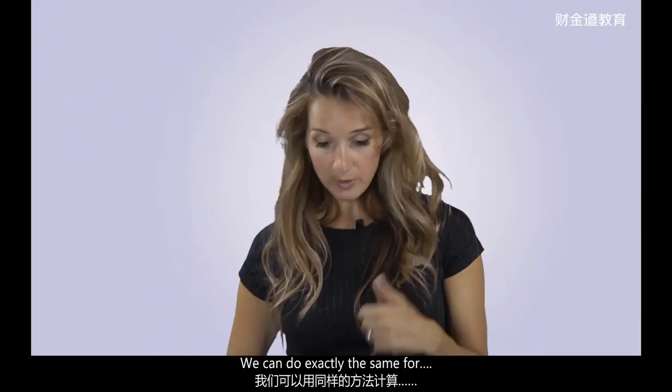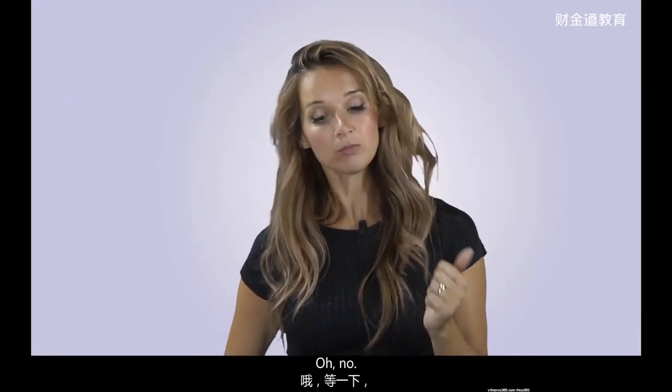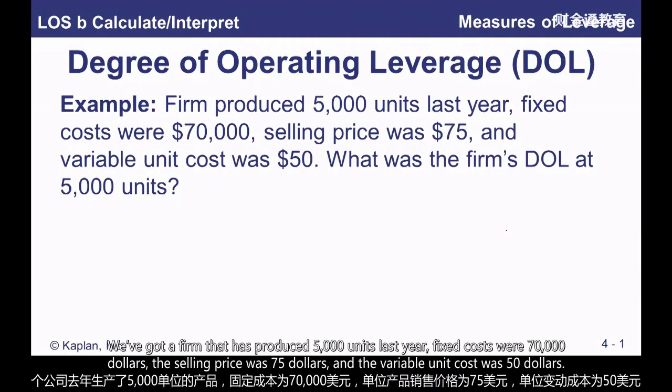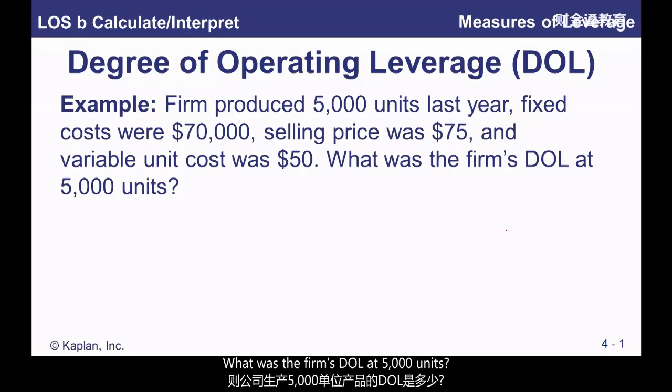Okay, before we do that, let's have a go at an example. So here we go. We've got a firm that has produced 5,000 units last year. Fixed cost was $70,000, the selling price was $75, and the variable unit cost was $50. What was the firm's degree of operating leverage at 5,000 units?